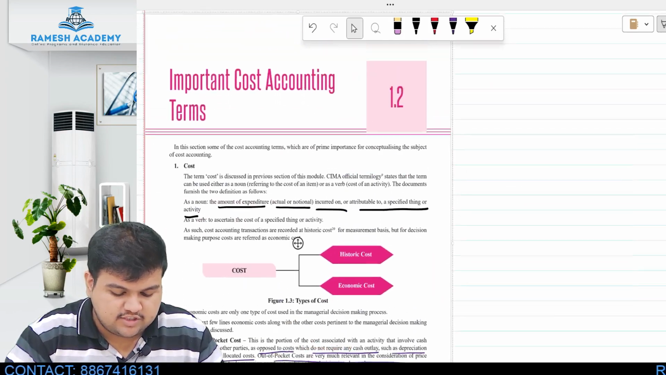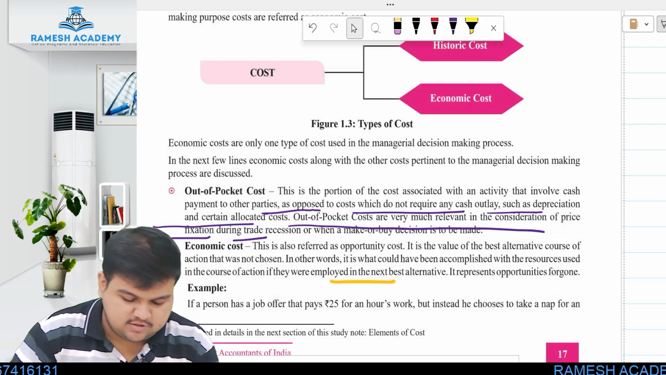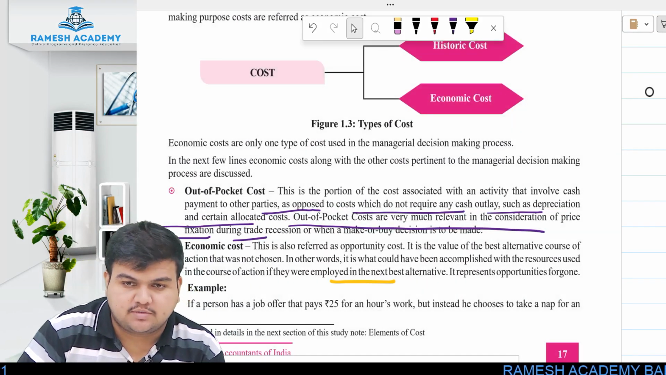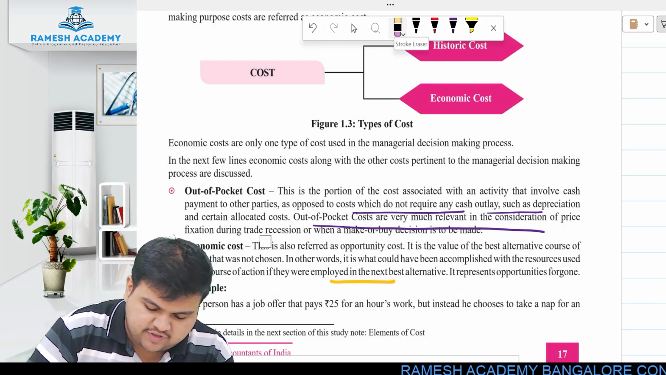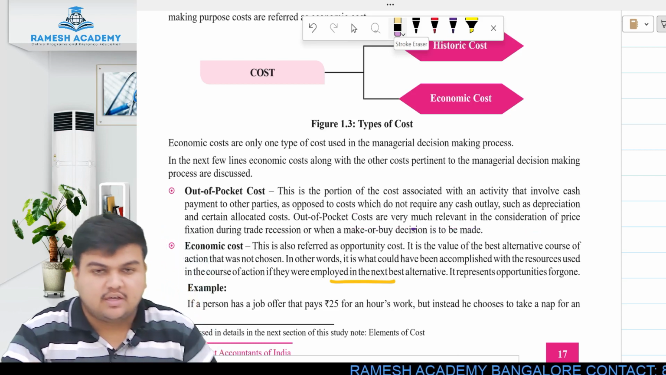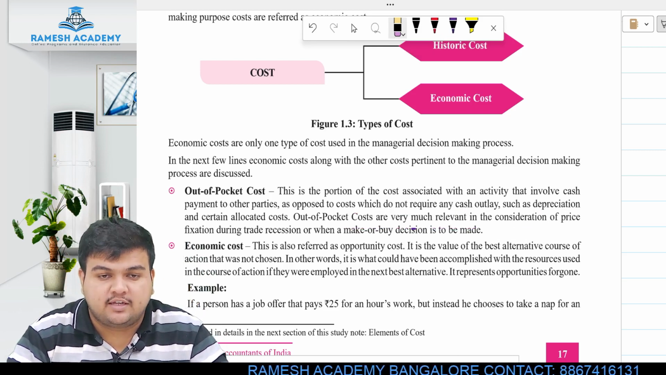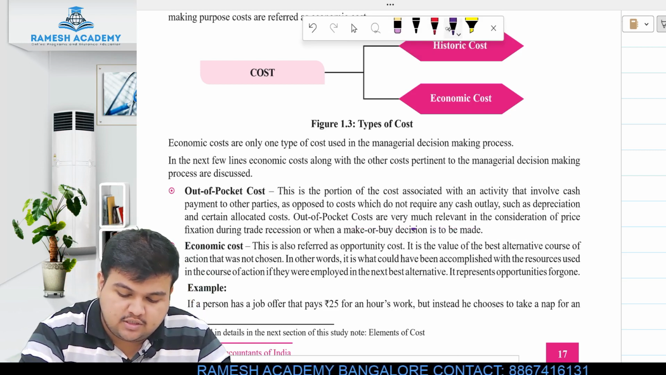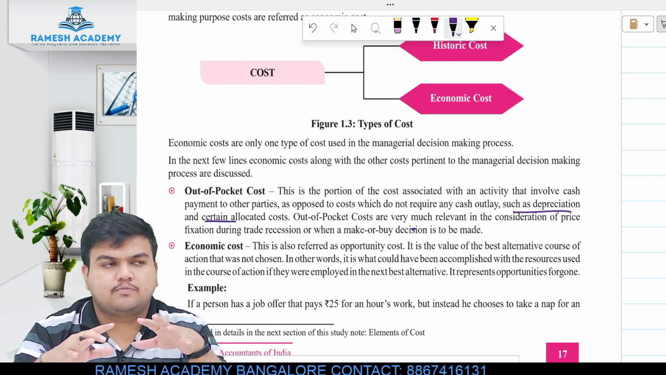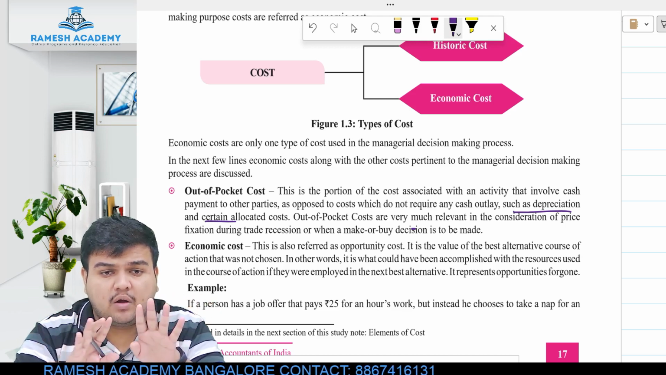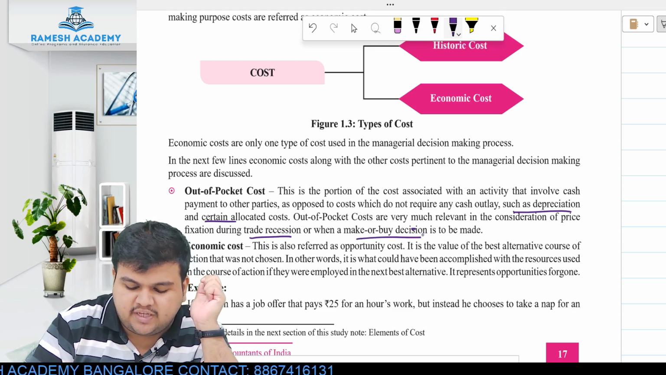So, going to the next chapter, important cost terms. First, out of pocket cost expenses. Out of pocket expenses are whichever expenses you have incurred in cash, a cash outlay. Wherever you go to purchase certain raw materials or pay for labor, these are out of pocket expenses. But depreciation and certain interest are not out of pocket expenses. It is usually important during trade recession and make or buy decisions.